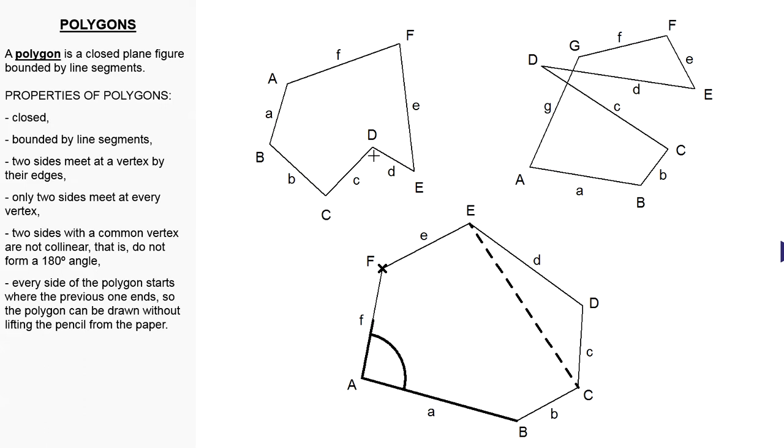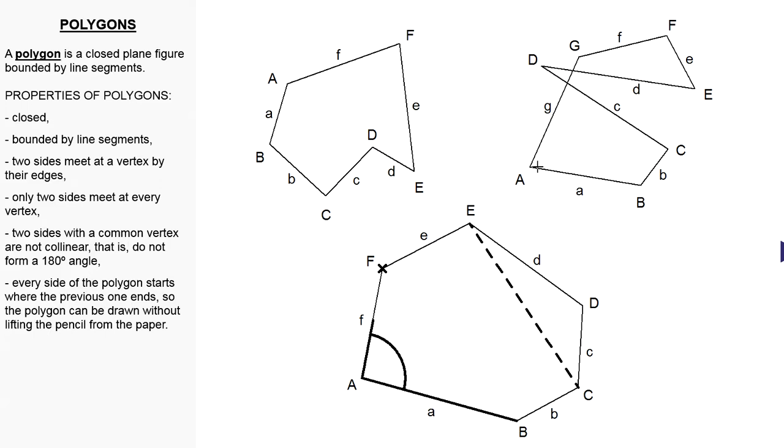Here we can see that side B starts where side A ends, that side C starts where side B ends, etc. And the same here, side B starts where side A ends, side C starts where side B ends. So one can draw the full polygon without lifting the pencil from the paper, ending where the polygon starts. If we start drawing this one at point A, we can go on B, C, D, E, F, and we end at point A again.